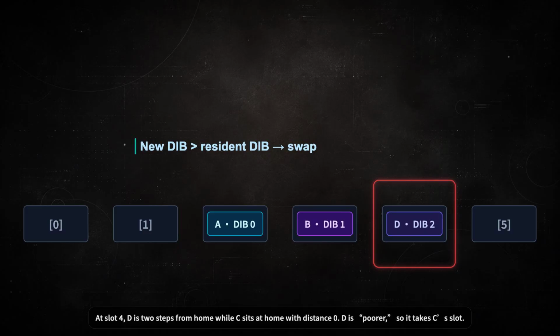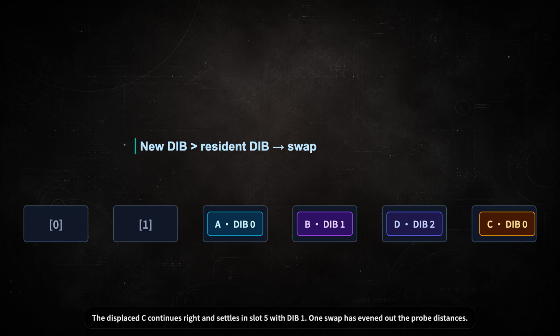D is poorer, so it takes C's slot. The displaced C continues right and settles in slot 5 with DIB 1. One swap has evened out the probe distances.